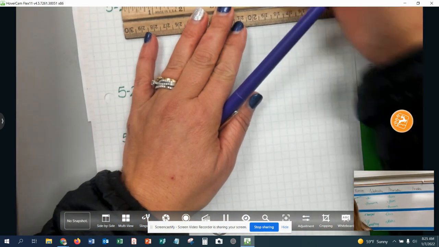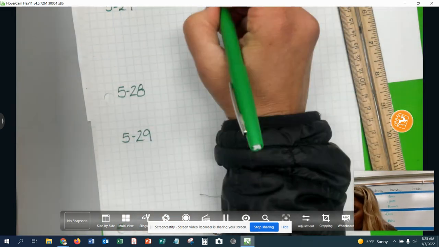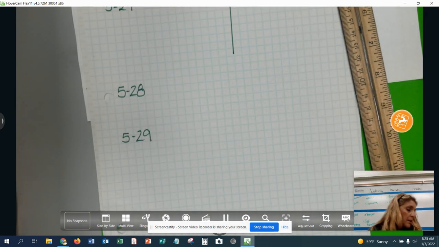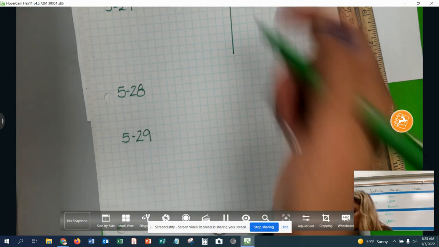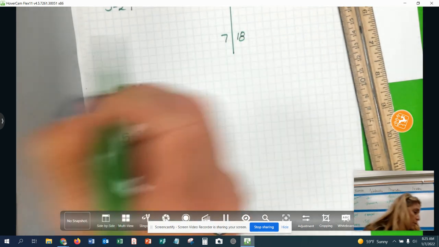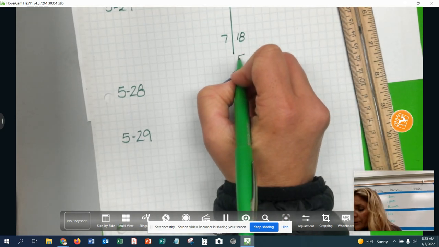So first off, they want a unit rate, X, Y. So that's where it is at 1. At 7 minutes, she went 18 blocks. They also want to know how many minutes it took her to go 50 blocks.